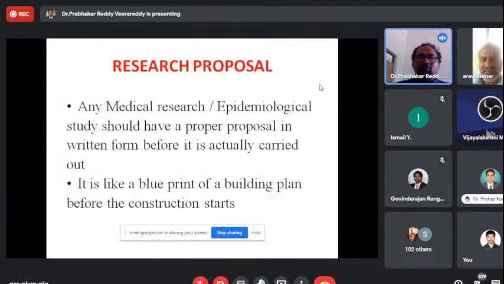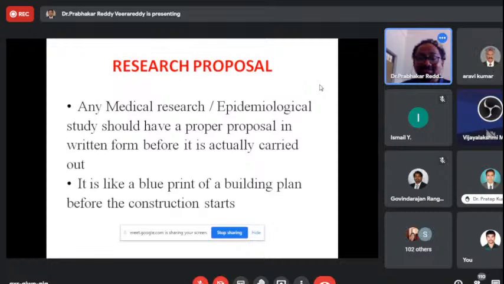So coming to the proposal, any medical research or epidemiological study should have a proper proposal in written form before it is carried out. So always know, our parents give us one name. Why do they give us a name? For identification. Same thing, in our research also, one title is mandatory. The title should be easy to attract the audience, the scientific audience. So it's like a blueprint of a building plan before the construction starts.